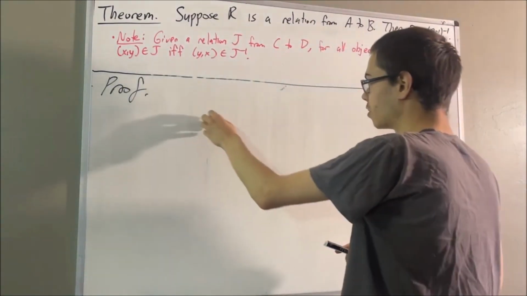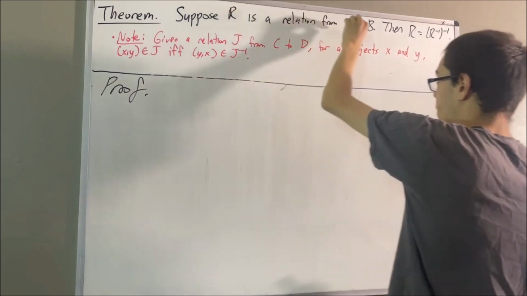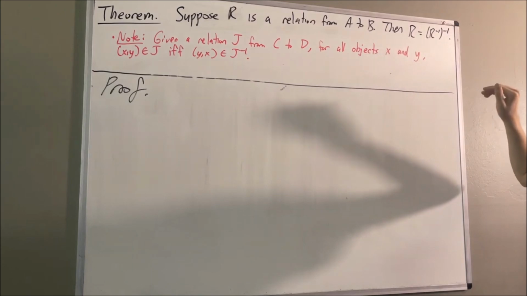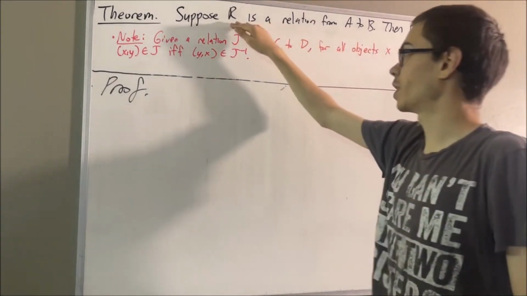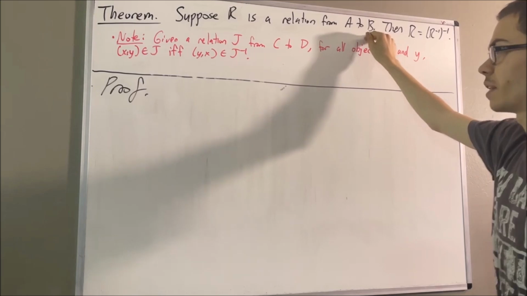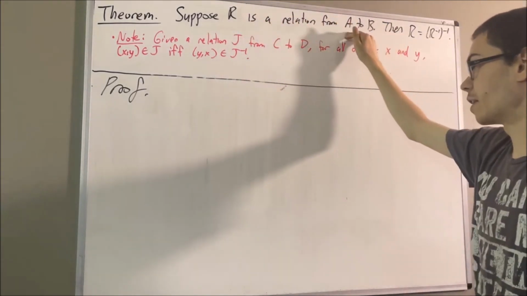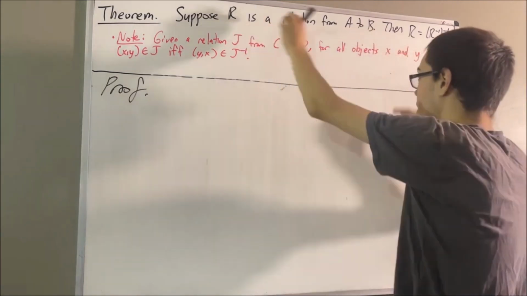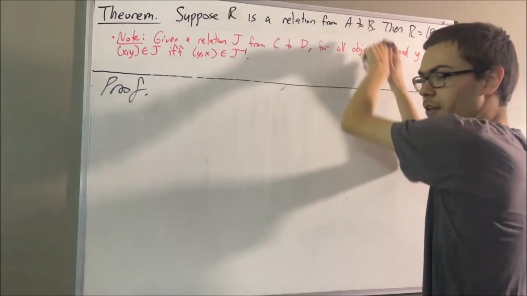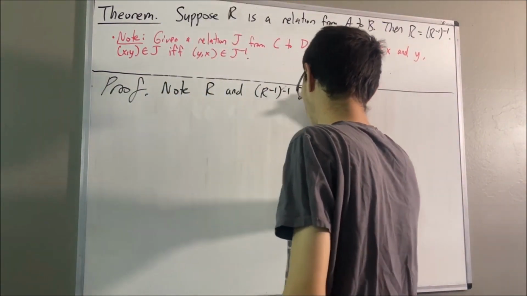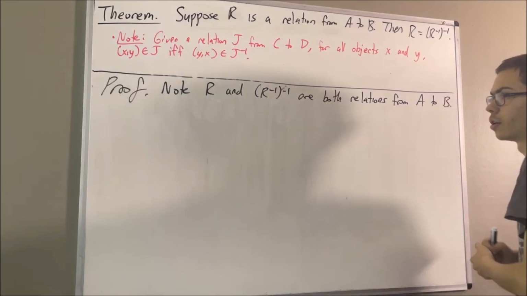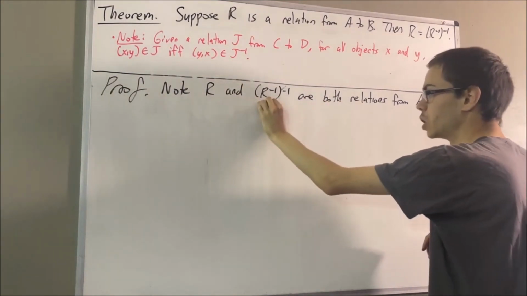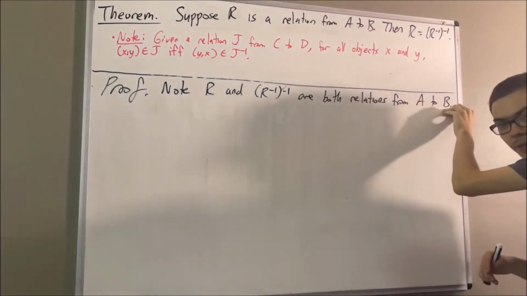Now to start off the proof, let's suppose we are already given a relation R from A to B. So our goal is to prove that R is equal to R inverse inverse. Now, since R is a relation from A to B, it follows that the inverse of R is a relation from B to A, and therefore the inverse of R inverse is a relation from A to B, right? So whenever we take the inverse of a relation, it just swaps these two sets around. Right? This is another way of saying that both R and R inverse inverse are subsets of A times B.